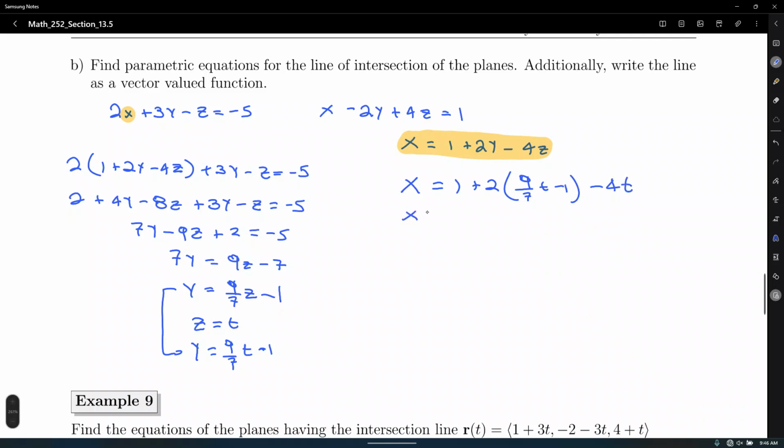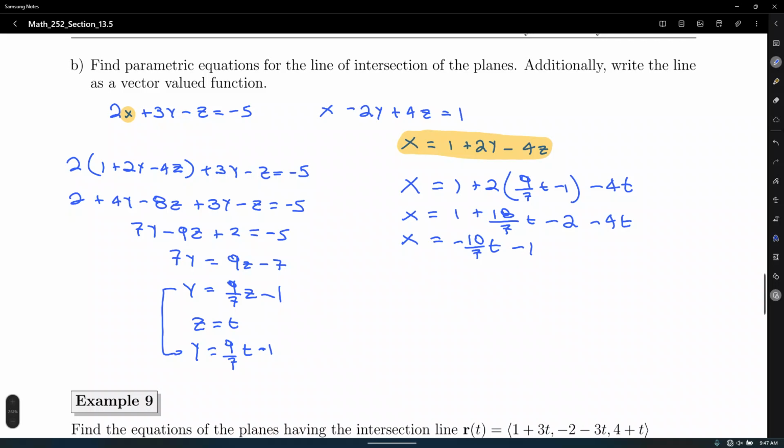So that is x equals 1 plus 18 sevenths t minus 2 minus 4t, and combine like terms again. That is, x equals 18 sevenths t minus 4t, which gives us negative 10 sevenths t, and 1 minus 2, that's negative 1. All right, so we have the three components.